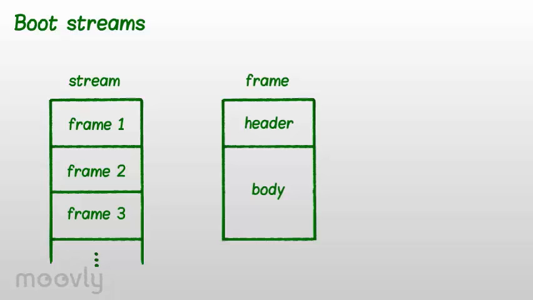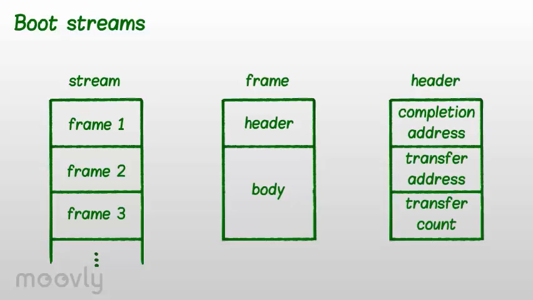A header is composed of 3 words. The first is a completion address. This is the address where the boot node continues execution once the boot frame has been delivered. Next one is a transfer address, the address where the body is to be stored. If the transfer address points to node's RAM, the address is incremented with each word stored. On the other hand, if the transfer address points to a port, the whole body is delivered to that port.